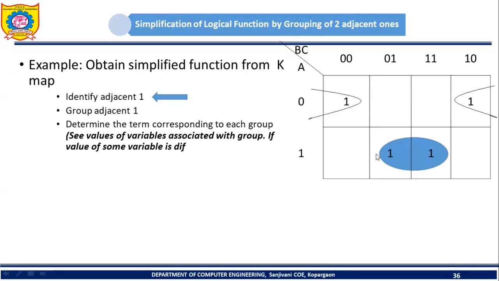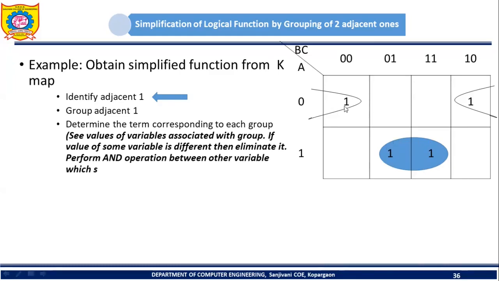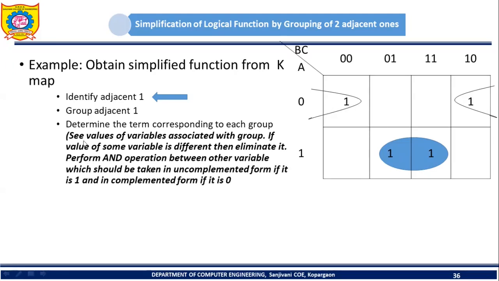After making group, what is the next step? You have to determine the term which will correspond to each group. For this group you have to find out one term, and for this group again you have to find out one more term. So how are these terms obtained? See the values of variable associated with the group. If value of some variable is different, then discard it. So consider this group and observe values of different variable for this particular group.